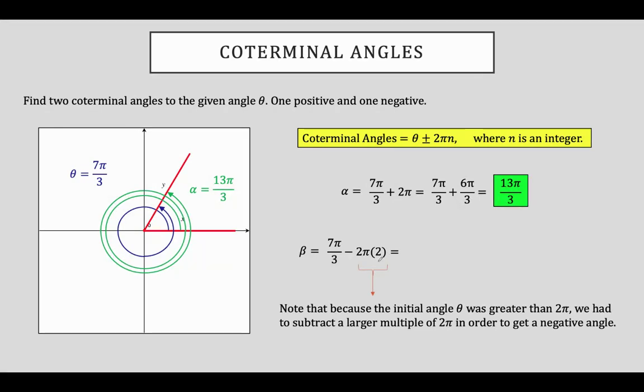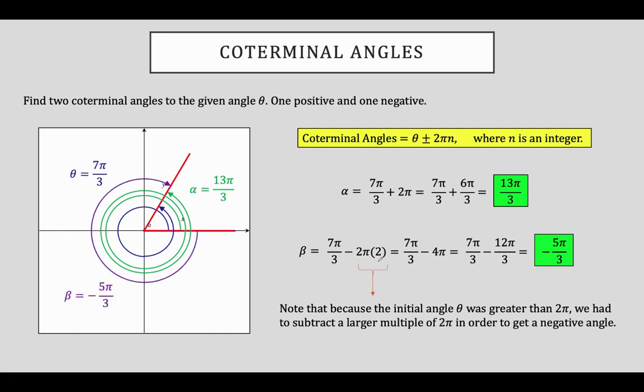Okay, so this becomes 7 pi over 3 minus 4 pi. Again, I get a common denominator. 7 pi over 3 minus 12 pi over 3. 7 minus 12 gives me a negative 5 pi over 3 as my coterminal negative angle. All right, and so that is this angle right here. Again, notice it starts in the same location, right?